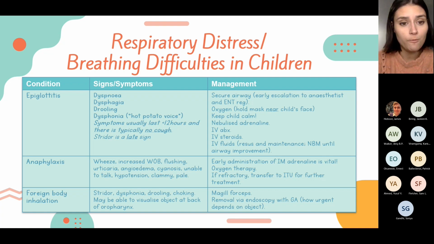Nebulized adrenaline can be really helpful. Might need IV antibiotics and steroids and fluids, so it's all pretty supportive, other than the airway interventions.